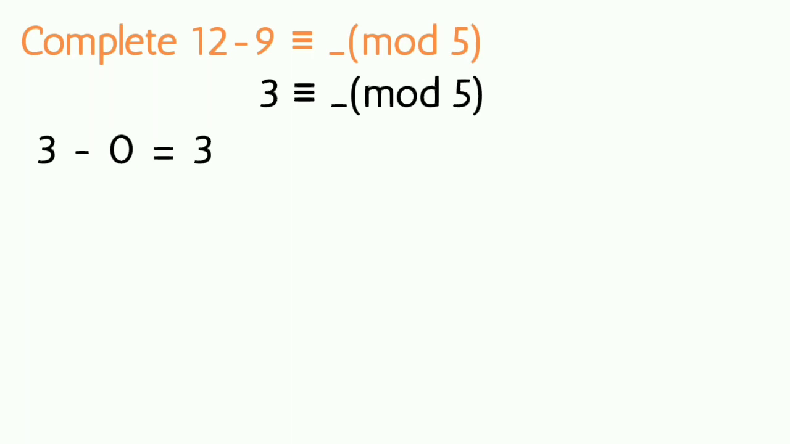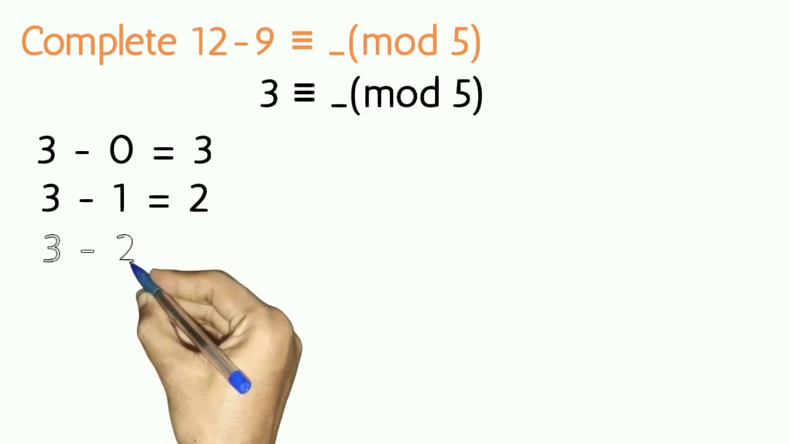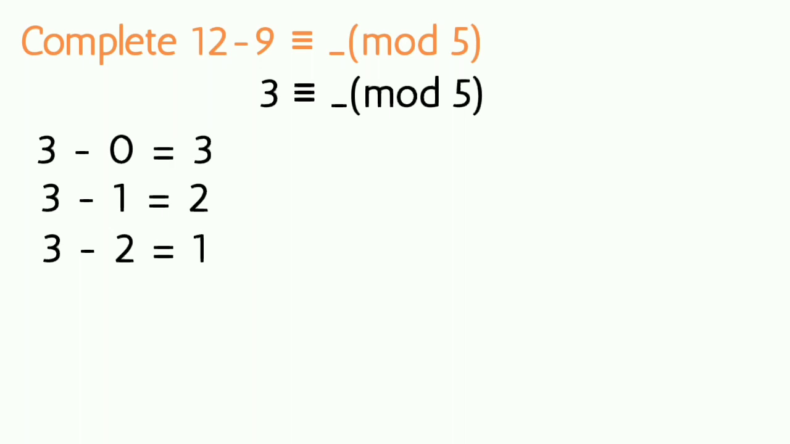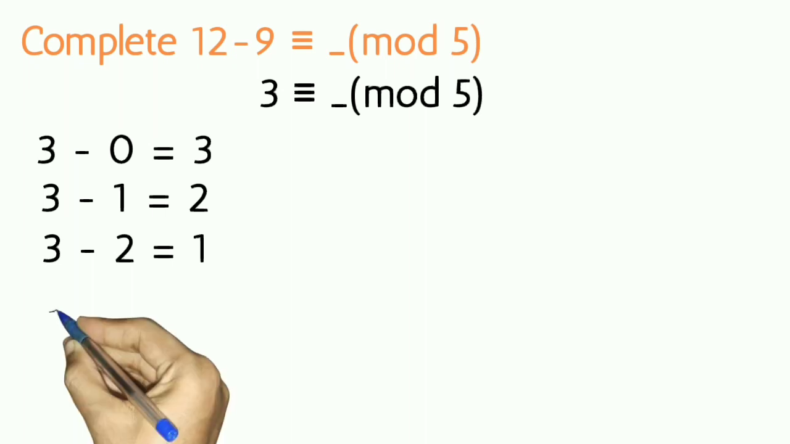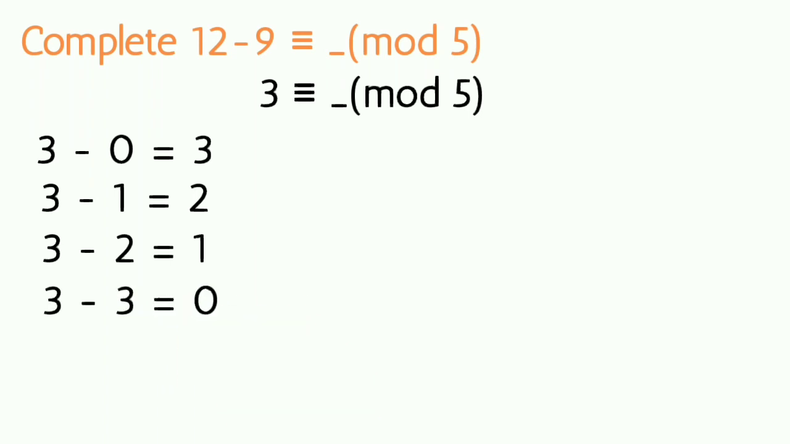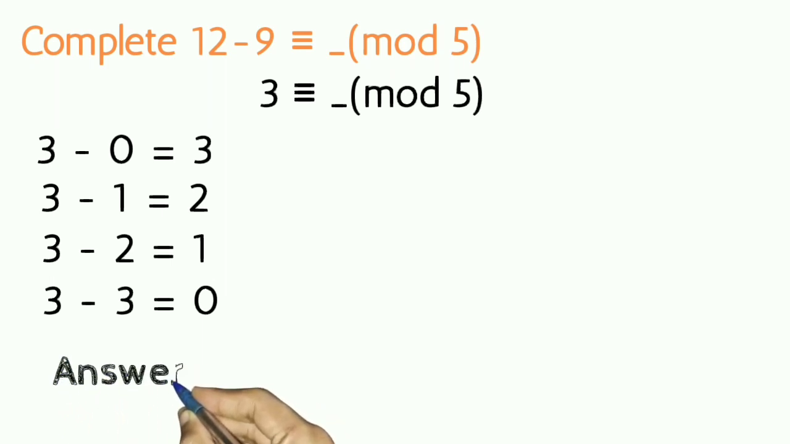How about 1? 3 minus 1 is equal to 2. And 2 is not divisible by 5. So that means 1 is not the answer. How about 2? 3 minus 2 is equal to 1. 1 is not divisible by 5. Therefore, 2 is not the correct answer. Let's try 3. 3 minus 3 is equal to 0. 0 divided by 5 is equal to 0. Therefore, the correct answer is 3.